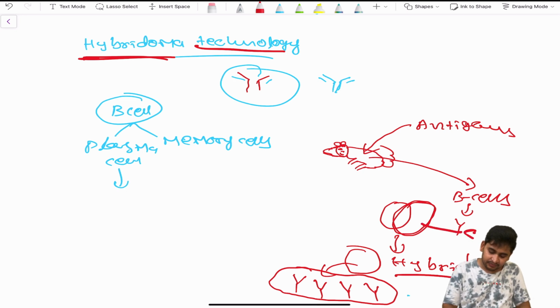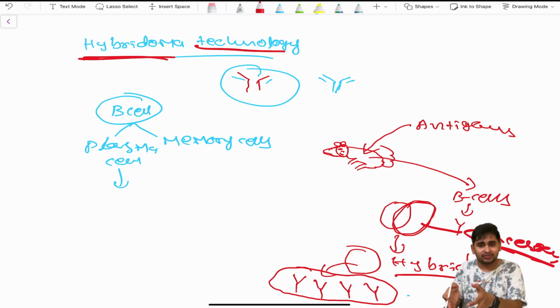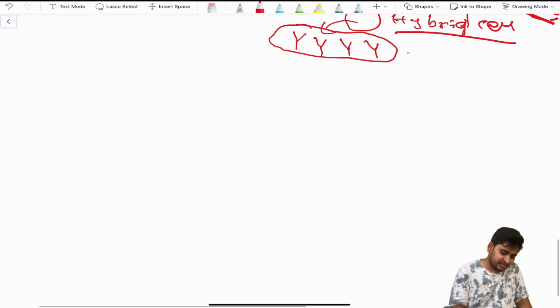This is the cancerous cell. What is the need to take the cancerous cell? The cancerous cell will not die. That's why these cancerous cells are attached to the plasma cells or B cells. Further, it gives another cell, called a hybrid cell, and that hybrid cell gives us the antibodies continuously. Clear? So this is about hybridoma technology. And further is genetic engineering.